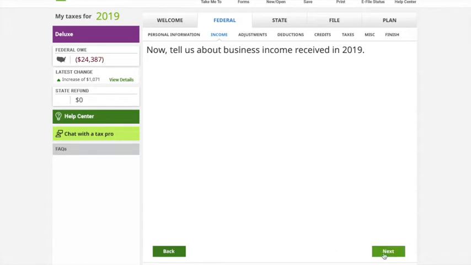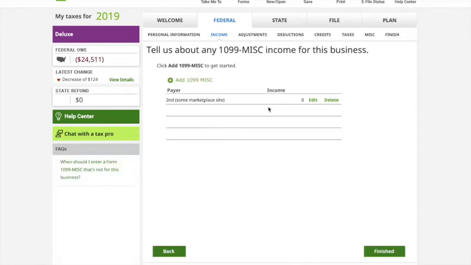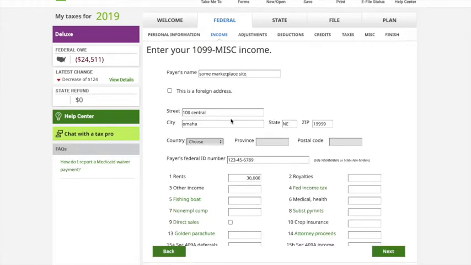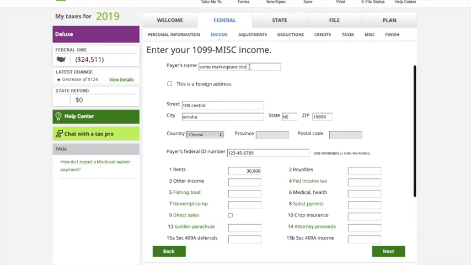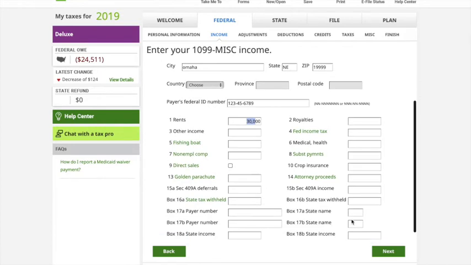Now we're going to talk about the business income. Here, if some entity sent you a 1099, you would enter it here. And for this example, we're assuming there's some marketplace site that obtained rentals on your behalf. They collected the guest payments, filed the taxes, and sent you a check. So you just simply enter the marketplace site name, the address, the federal ID number, and then the amount of the rent. That's the simplest way to enter this.